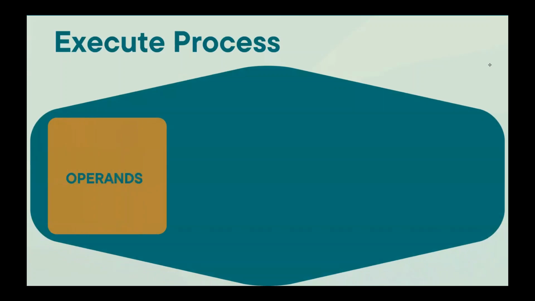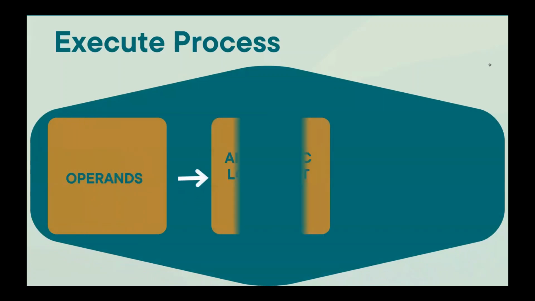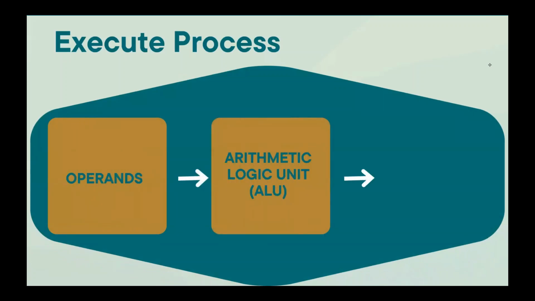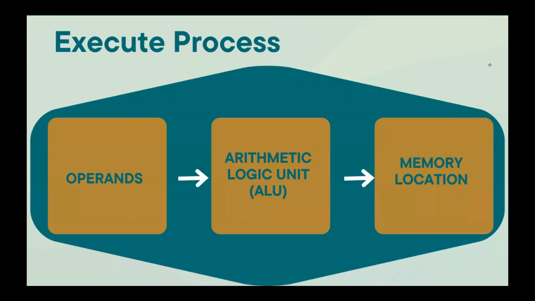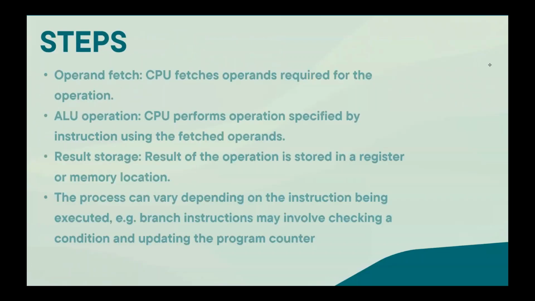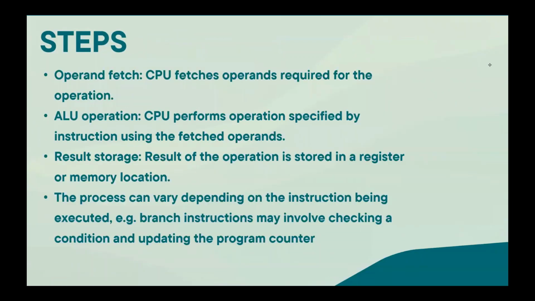Next, the execute process. It is the third step in the basic instruction execution cycle, where the CPU performs the operation specified by the instruction. In the execute process, the CPU first fetches the operands that are required for the operation. The operands can be registers, memory locations, or immediate values. The location of the operands is determined during the decode process.